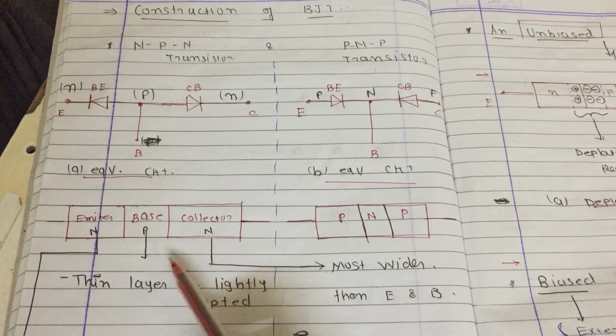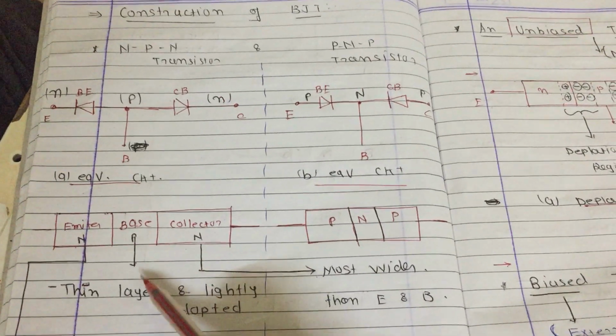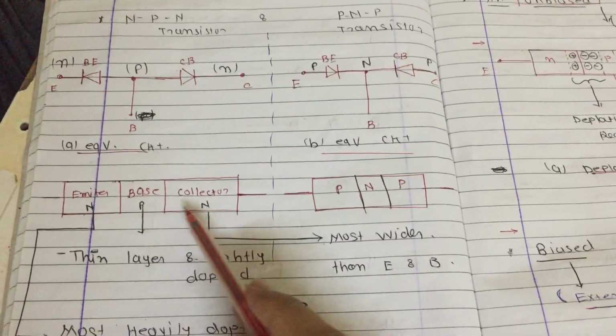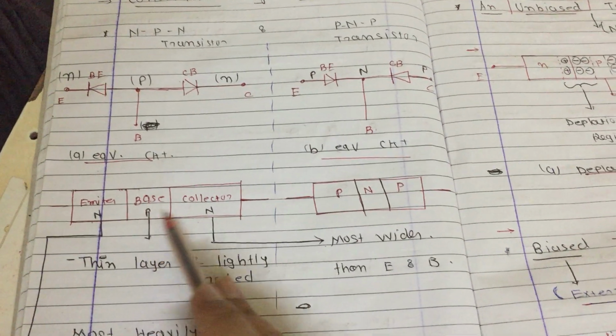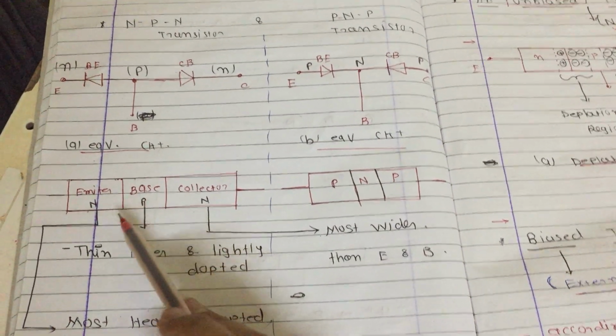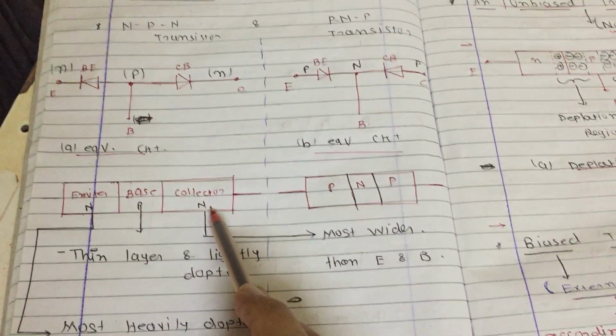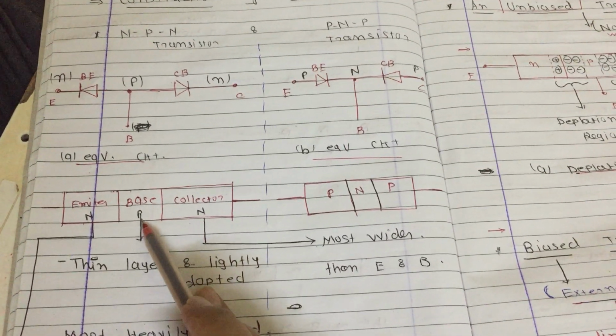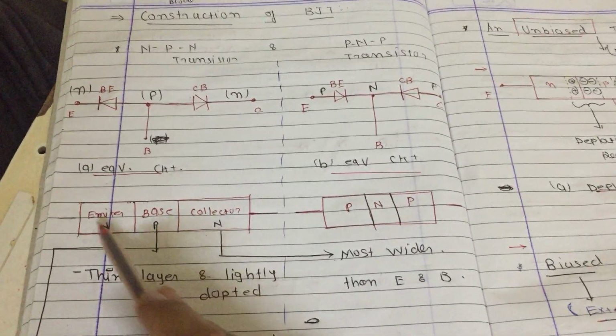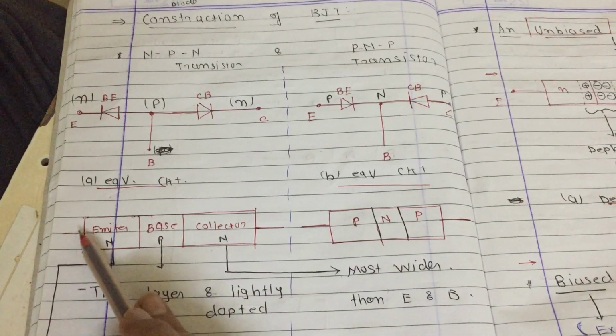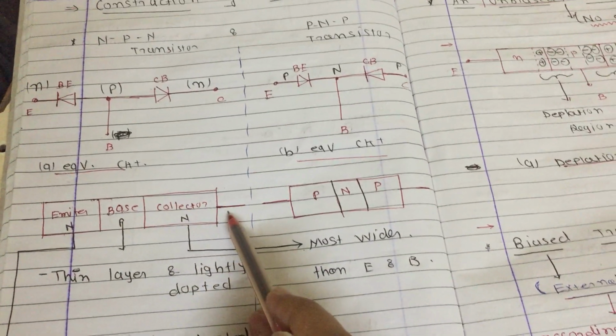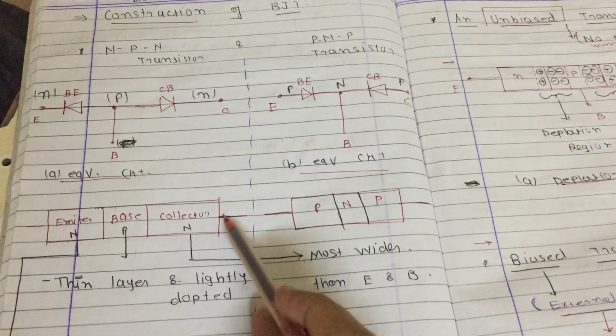Okay, now in this lecture I have to mention briefly about these three terminals or these three regions. Okay, in NPN transistor this is P semiconductor, this is N, and this is also N semiconductor. The terminal connected with this P is base, terminal connected with N type is emitter, and terminal connected with this is C. Okay, means collector.